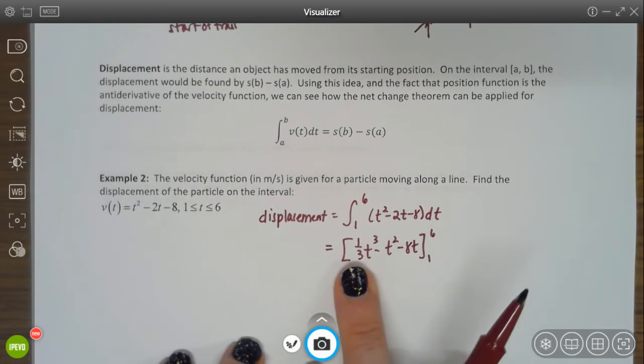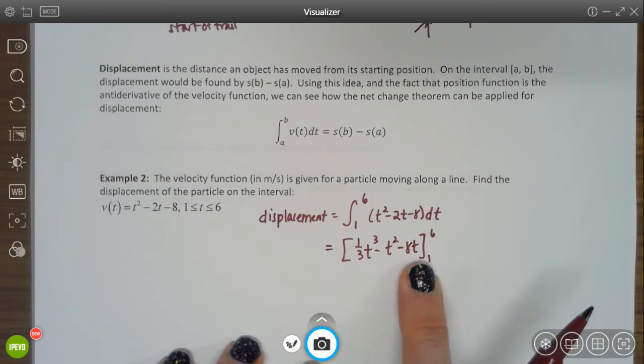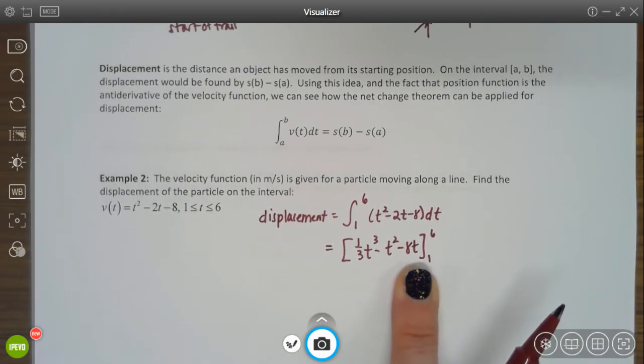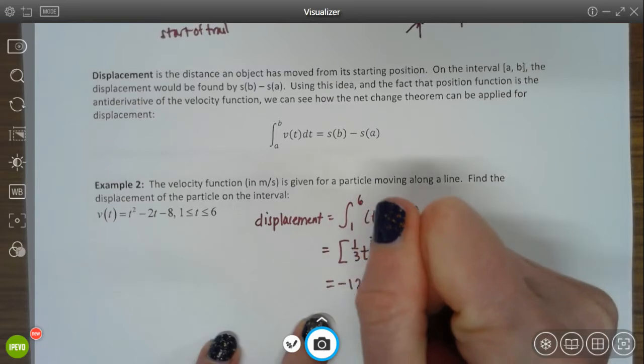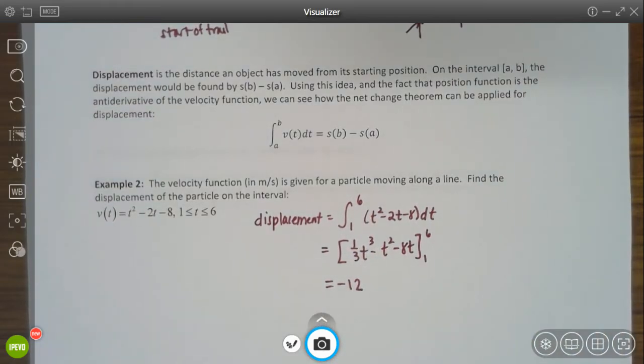So I need to go into this function and replace all of those t's with 6. So I would do 1/3 times 6 cubed minus 6 squared minus 8 times 6. Let the calculator do all that math for me, and it's going to give me that value would be -12. So that's my S of B, or S of 6 value.